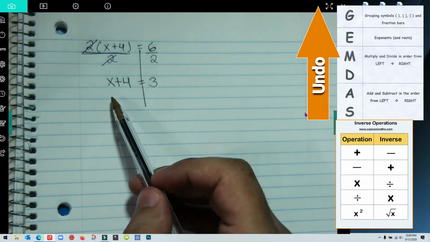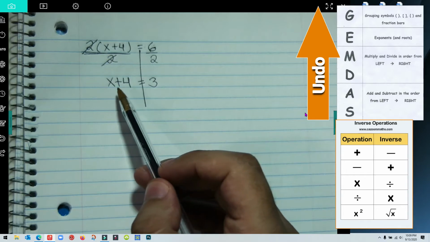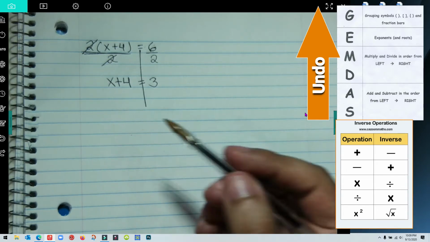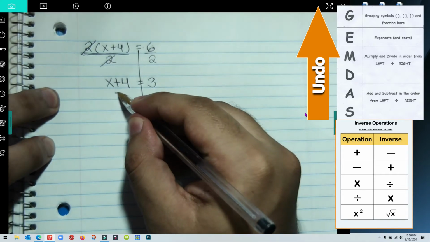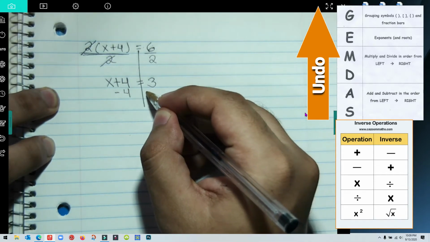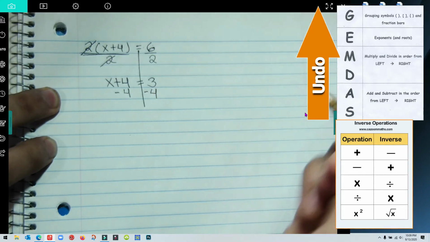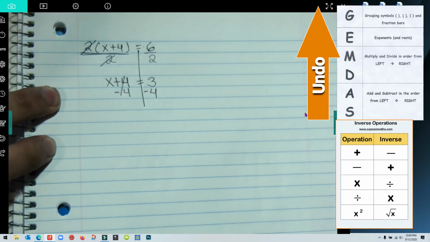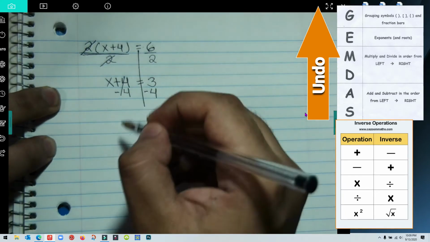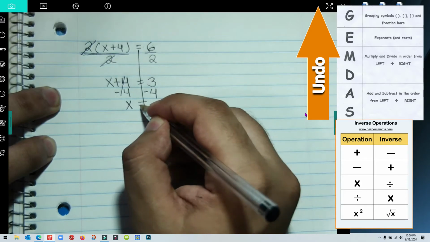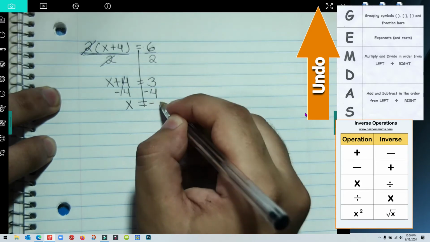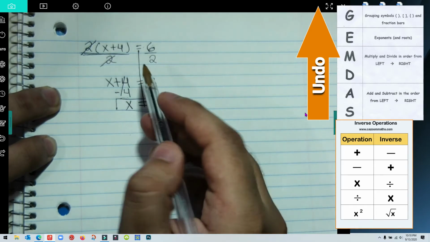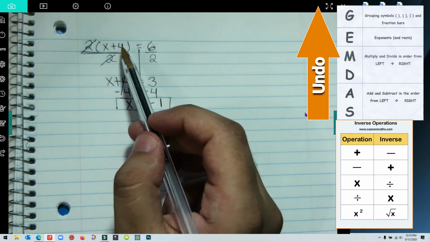Now again, our variable x still isn't alone. There's still a plus 4 with him, right? So how do I undo a plus 4? I'm going to go ahead and subtract 4 from both sides. Subtract 4 from both sides, right? So 4 minus 4, those guys cancel out. That's a 0. x equals... now what's 3 minus 4? That's negative 1.